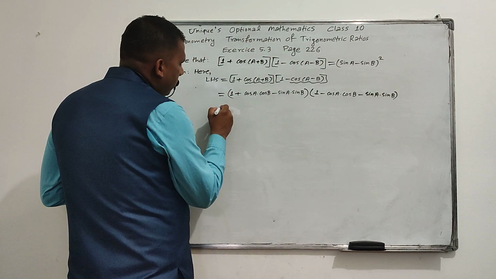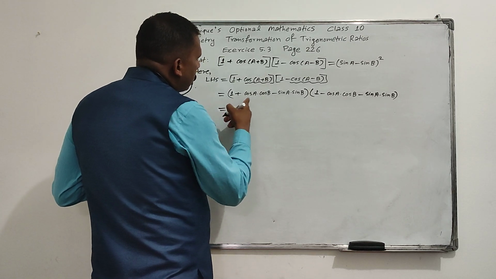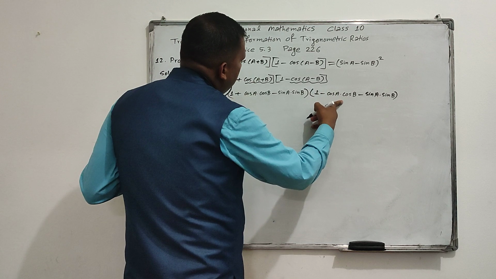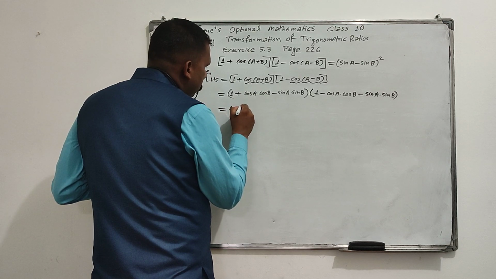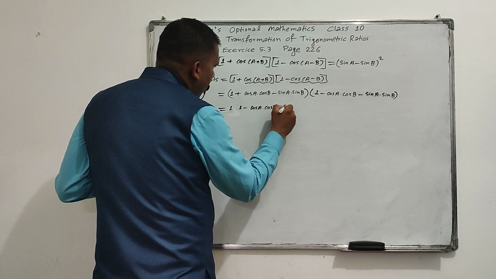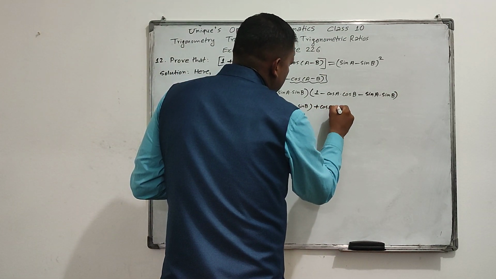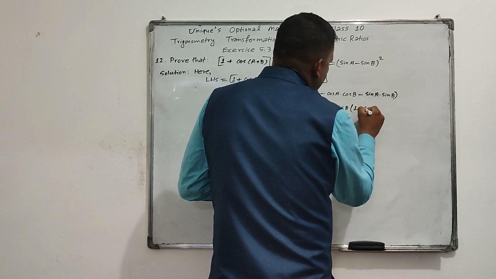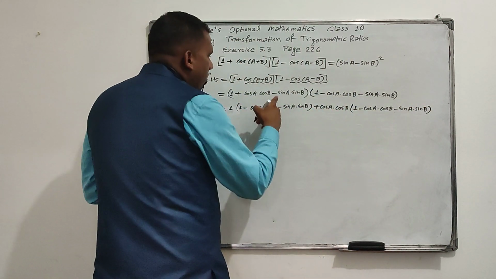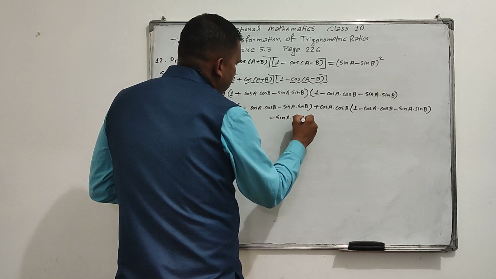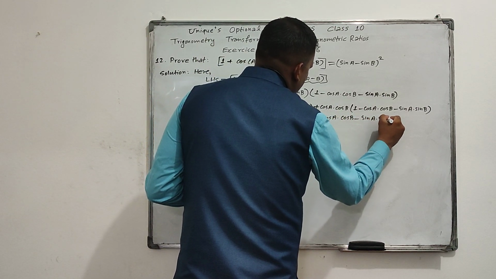Now this is equal to plus cos A cos B minus sin A sin B, 1 minus cos A cos B minus sin A sin B. Now 1 multiplied with 1 minus cos A cos B minus sin A sin B, then plus cos A cos B multiplied with 1 minus cos A cos B minus sin A sin B, and minus sin A sin B multiplied with 1 minus cos A cos B minus sin A sin B.